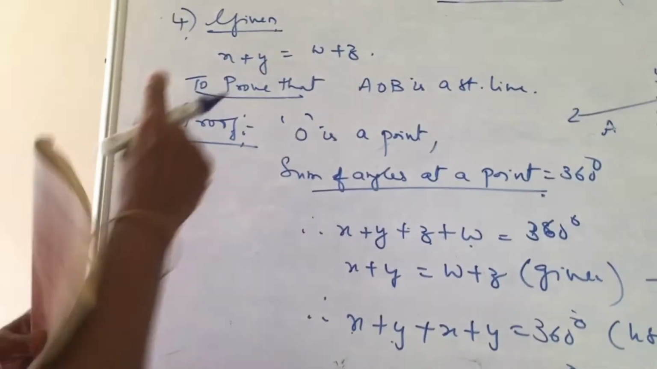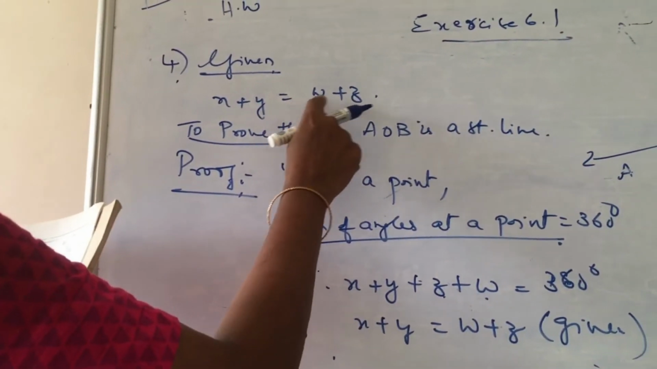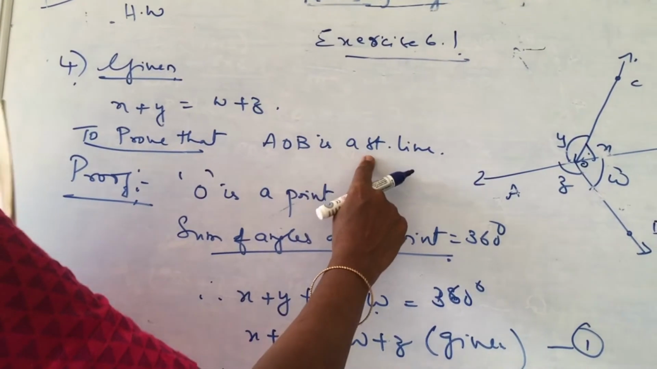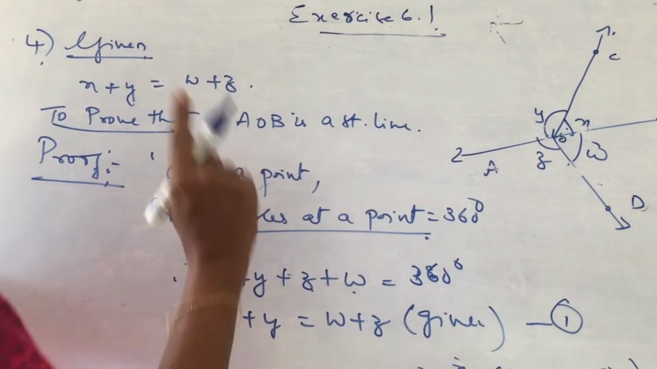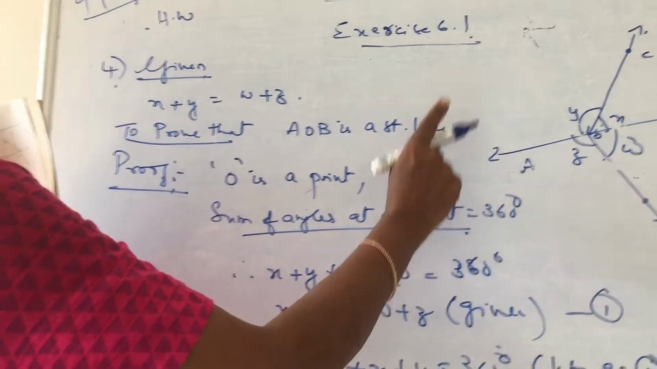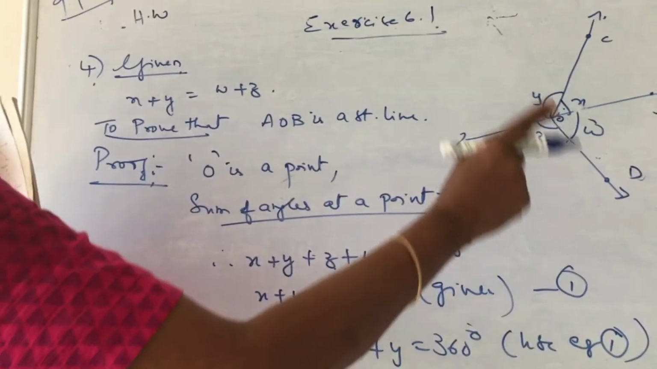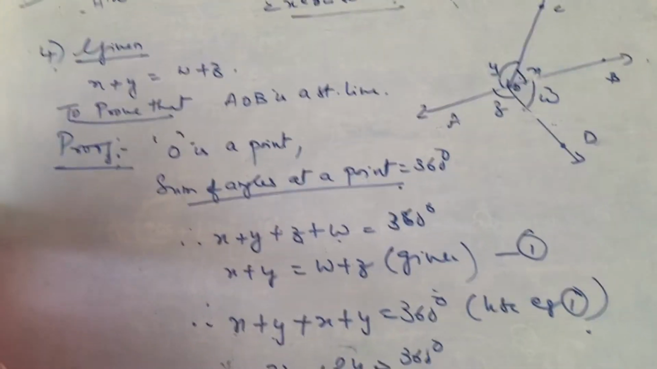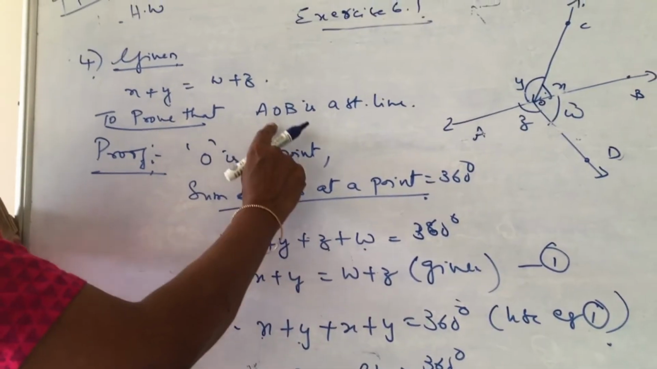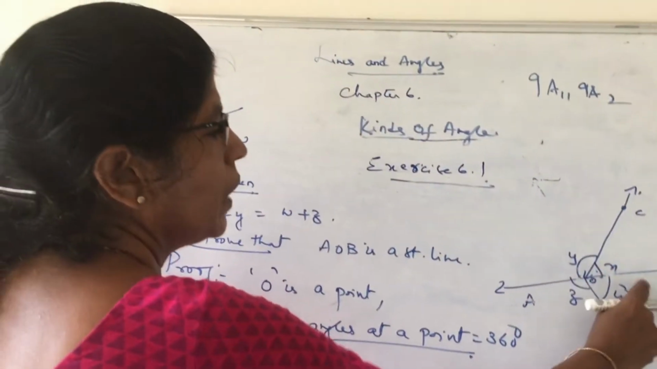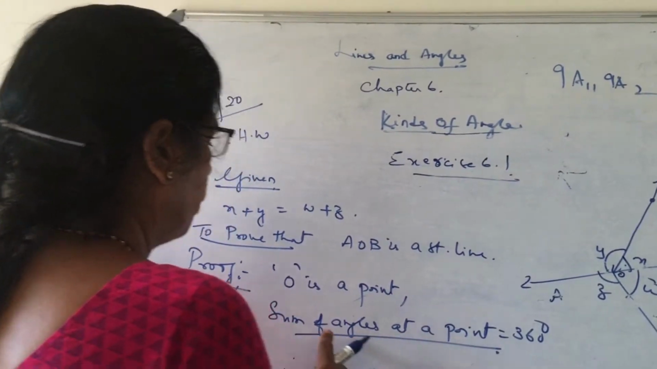Given that x plus y is equal to w plus z, you are asked to prove that AOB is a straight line. To prove that AOB is a straight line, children, you have to show that the sum of the angles on the line AOB should be 180 degrees. What you have to show? The sum of the angles on the line AOB is 180 degrees.